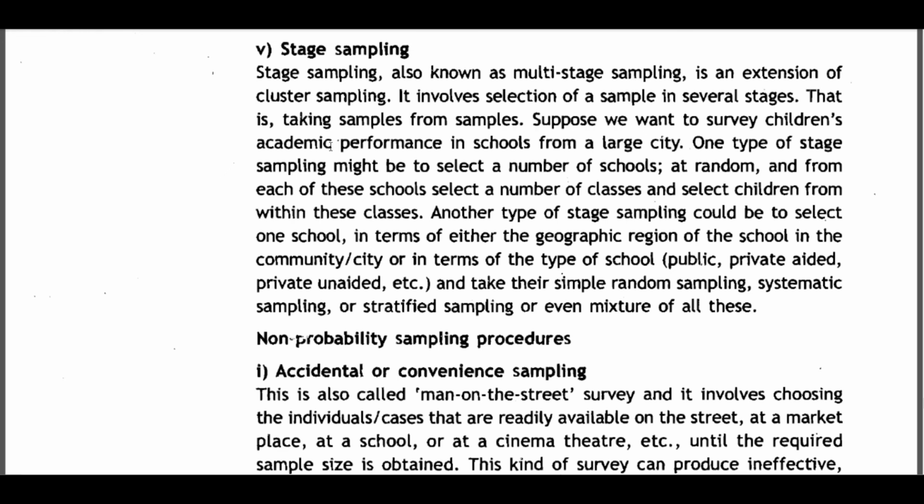Suppose we want to survey children's academic performance in school for a large city. One type of stage sampling might be to select a number of schools at random, and from each of these schools select a number of classes and select the children from within these classes. Another type of stage sampling would be to select schools in terms of either the geographical region of the school, in the community or city, or in terms of the type of school, public, private aided, private unaided, etc., and take their samples by random sampling, systematic sampling, or stratified sampling, or even a mixture of all of these.